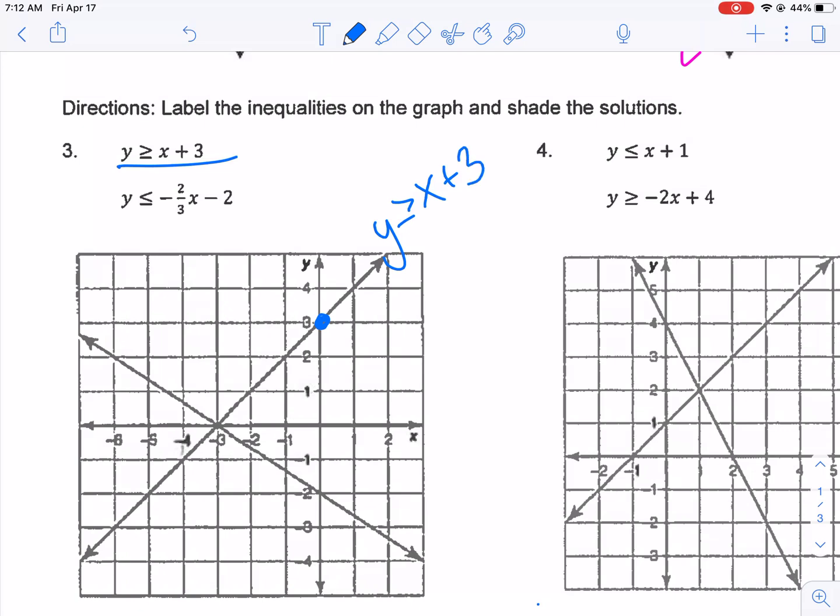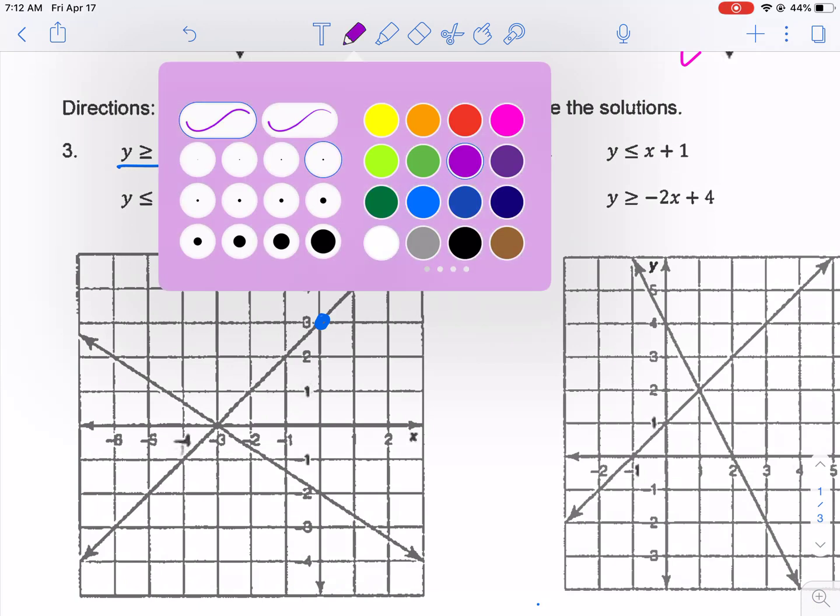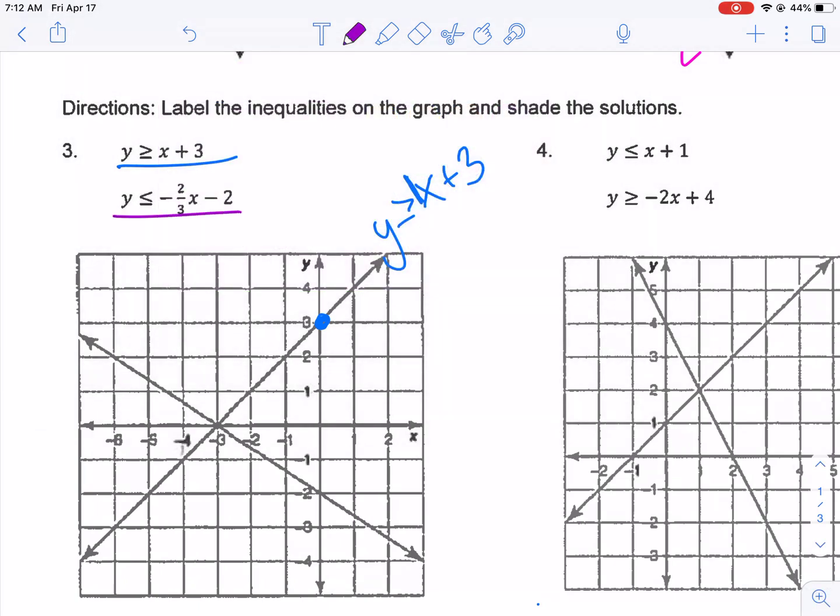I also take a look. Well, this is a positive 1 slope, which means my line should be going up. Okay, so I know that that inequality is that line, which makes it pretty easy for the other inequality. Negative 2 is my y-intercept, and it's a negative line. So yes, this one, you can draw an arrow or you can label it. Y is less than or equal to negative 2/3 x minus 2. So now we need to figure out, well, where's the actual shading?